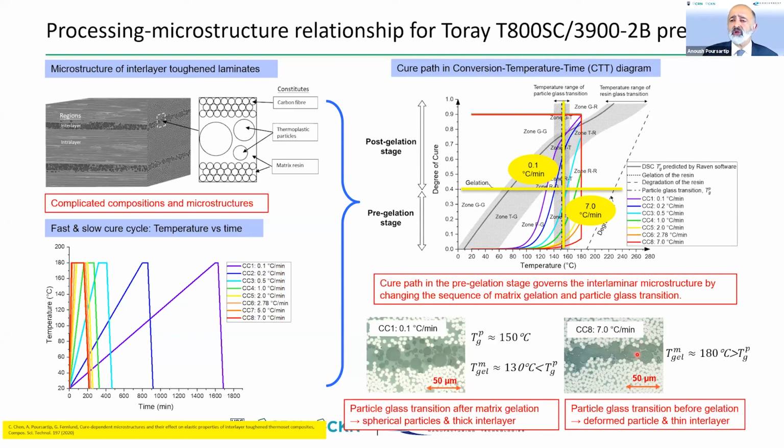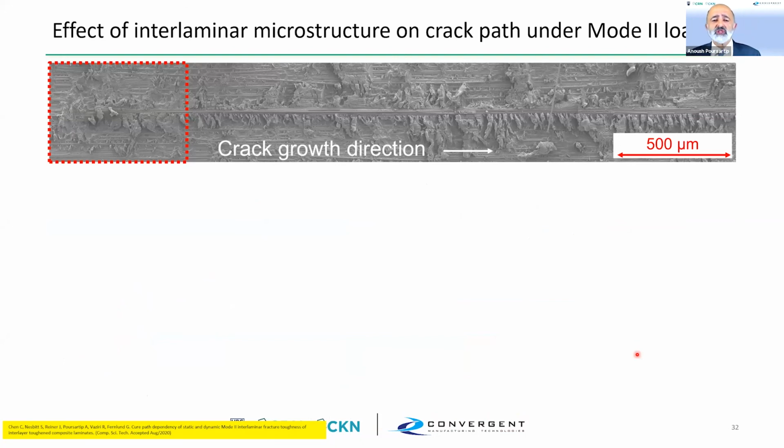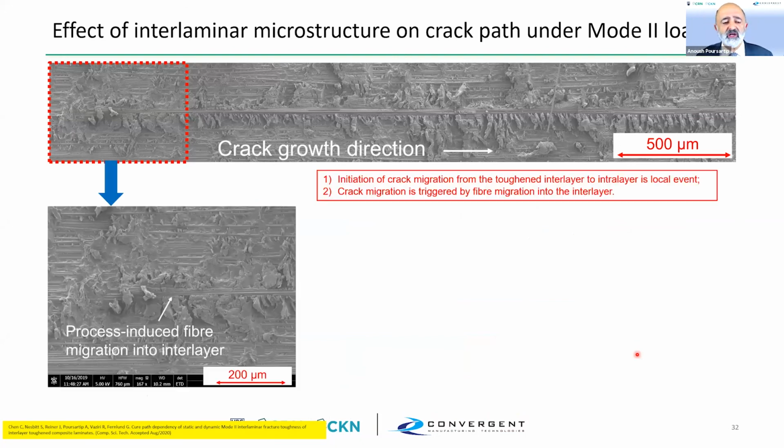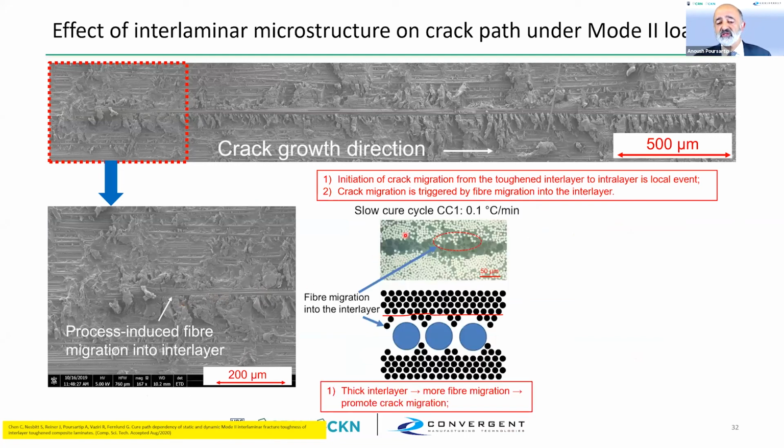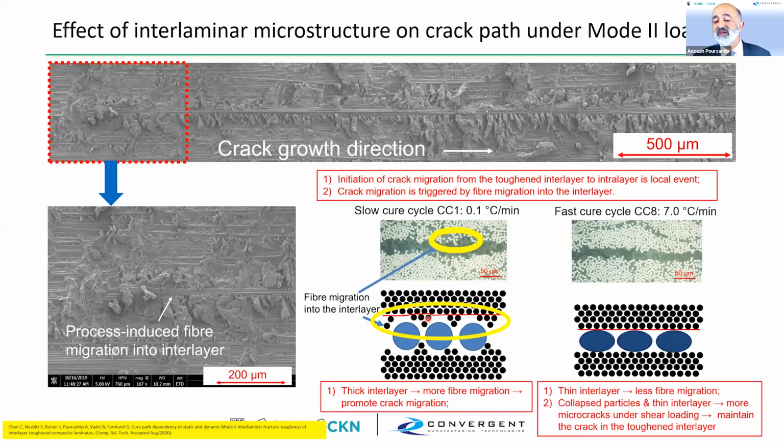But there's one more little nuance that we have to understand, which is that if we look at the crack surfaces of a mode 2 failure, what we actually see is that some fibers have migrated into the interlayer due to the process history. And this occurs for the thick interlayers, for the slow cycles. A few fibers migrate into the interlayer, and these are important because they are going to promote fiber bridging, which will promote the interlayer crack migrating into the intralayer. So there it is, zooming in, showing it to you.